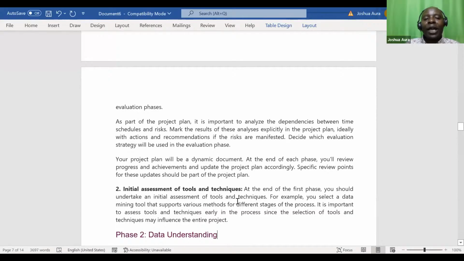Your project plan will be a dynamic document. Of course, project plans change. At the end of each phase, you will review progress and achievements and update the project plan.